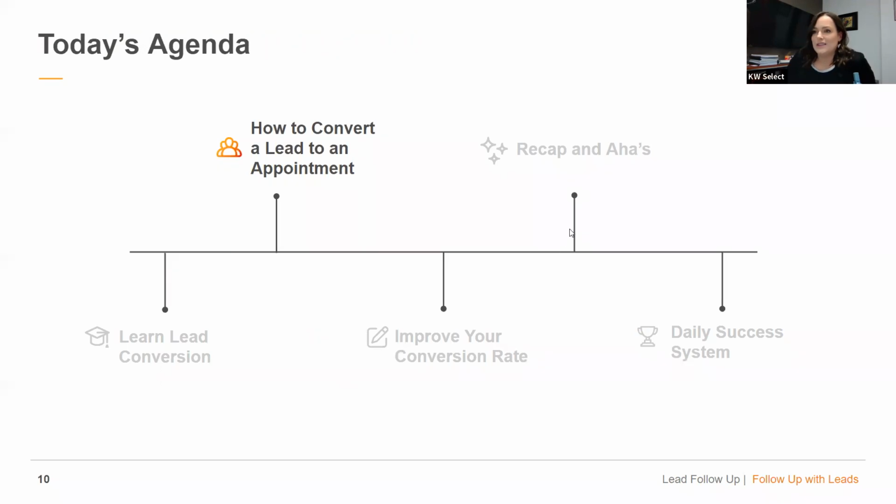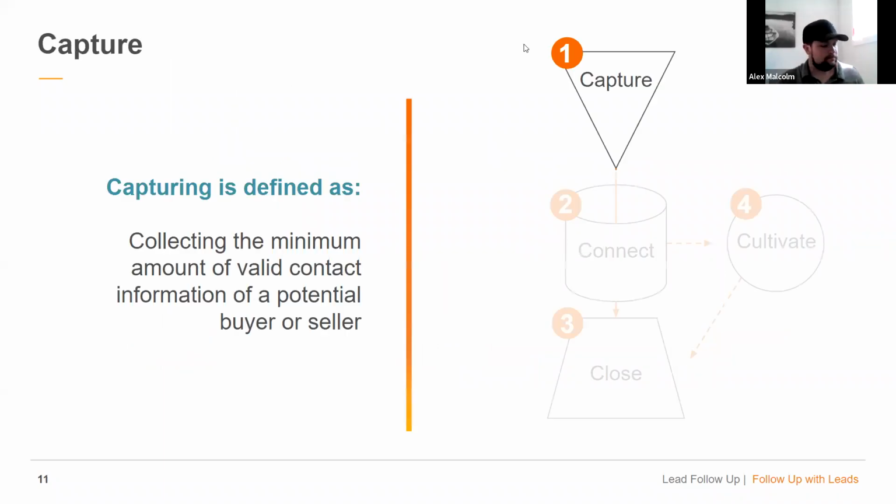All right, so let's look at how to convert a lead to an appointment. Okay, so we're going to break down that model even further and start with capturing. This is on page 11.4 of your manual. But capturing at its simplest is collecting the minimum amount of information for a potential buyer or seller. Valid contact information, that's an important part.